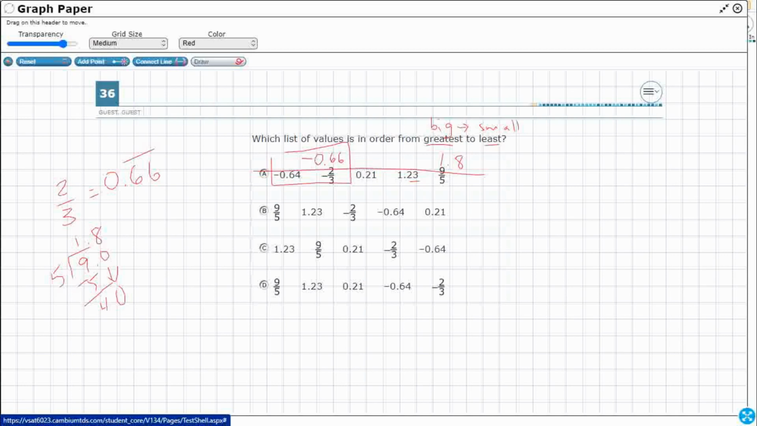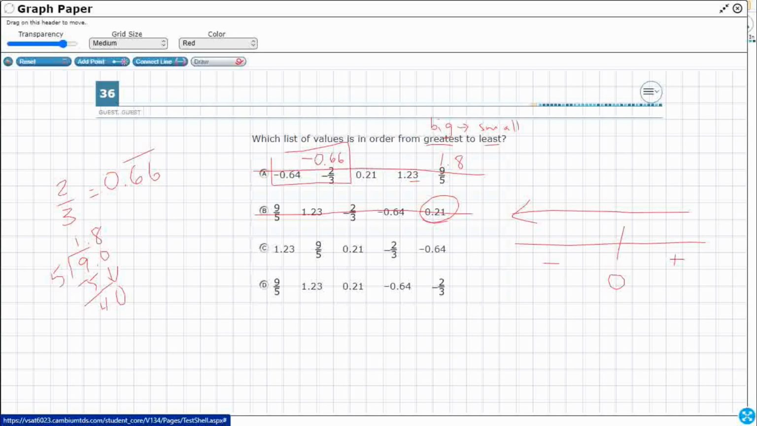And before I even do the work, take a look at B. I've got positive, positive, negative, negative, and then back to a positive. B is not going to work when I'm looking from greatest to least, right? Your positives are over here, your negatives are over here. You need to start positive and go to the negative. So B doesn't work because it's got that positive after all of the negatives. You can't go zigzag back and forth. All right, so we've eliminated A and B.